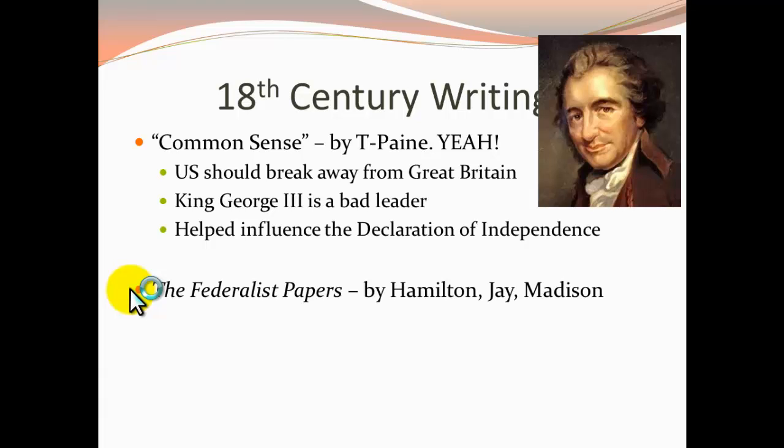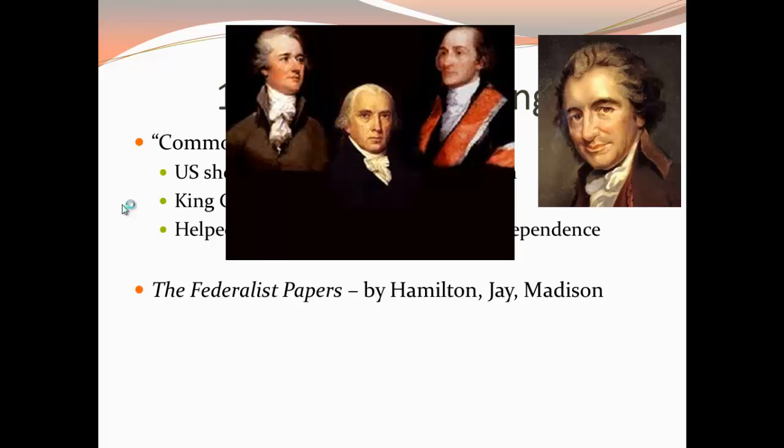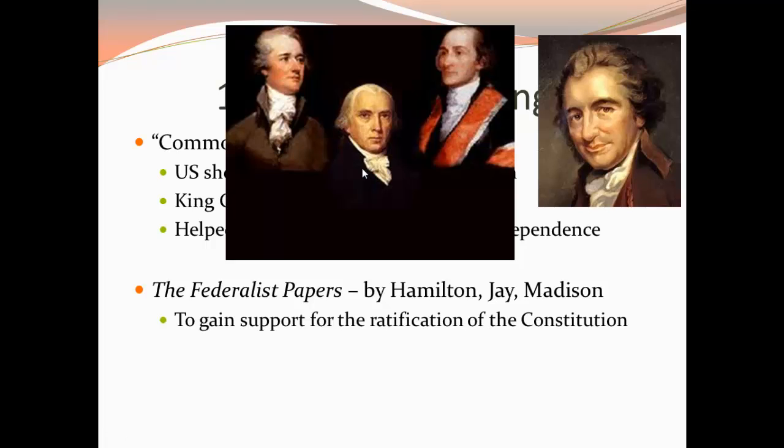A couple years later, the late 1780s, we have something called the Federalist Papers, written by three very famous people. Alexander Hamilton right here, John Jay over here, who becomes the first Supreme Court Chief Justice, and James Madison. And the purpose of these articles was to gain support for the ratification of the Constitution. It was a series of 80-something articles, and the whole purpose was to have states support the ratification of the Constitution.